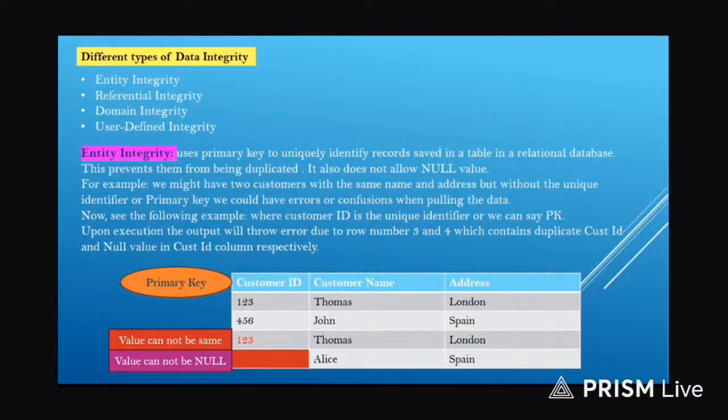Now, if you see the following example, where customer ID is the unique identifier, or we can say PK. Upon execution, the output will throw an error due to rows number 3 and 4, which contain a duplicate customer ID and a null value in the customer ID column respectively. So in short, entity integrity uses a primary key, and a primary key does not allow duplicate or null values.